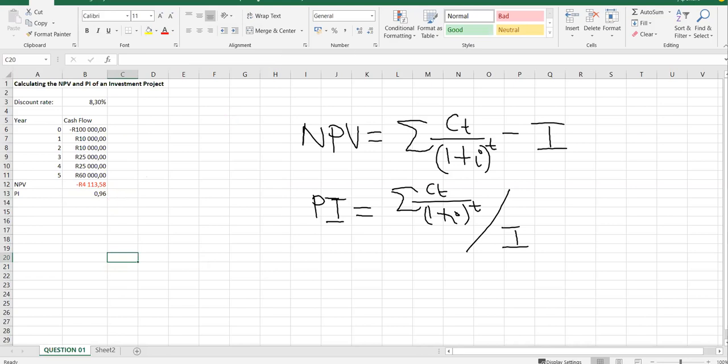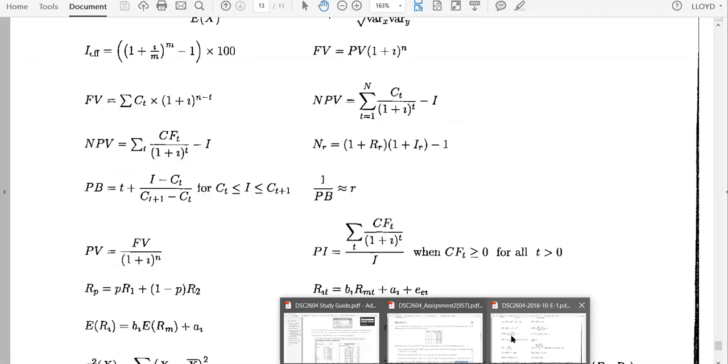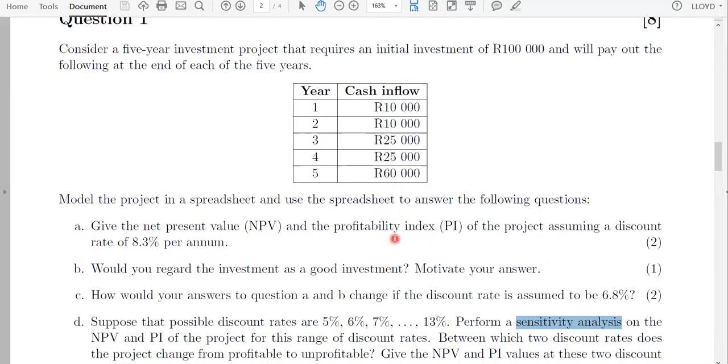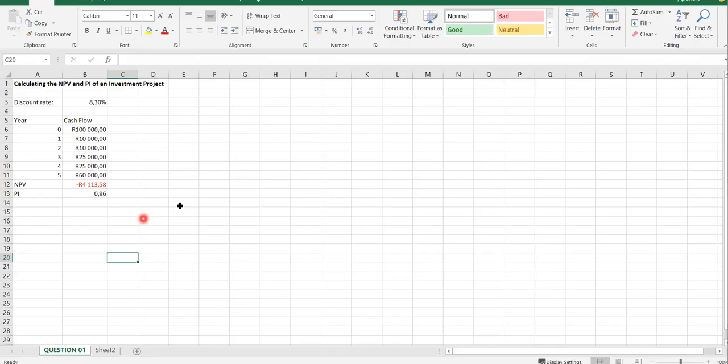Okay. So we are done with the first part. Calculate NPV and PI, then you get your 2 marks for that. And then part B says, how would you regard the investment, or would you regard the investment as a good investment? Motivate your answer. But what do you think?